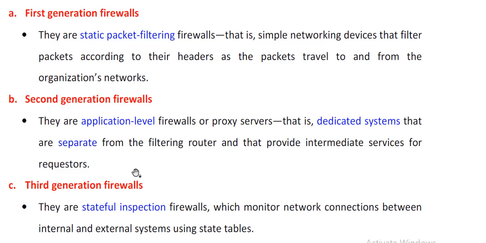The second generation, here we created the gateways or the proxy servers that act on the application layer, which means that those proxy servers or gateways were dedicated to certain applications, as we have seen before. So usually the hybrid between these two types of firewalls gives us better security.